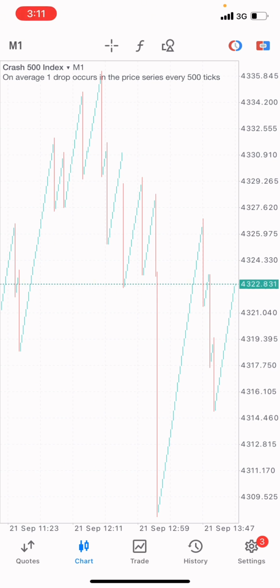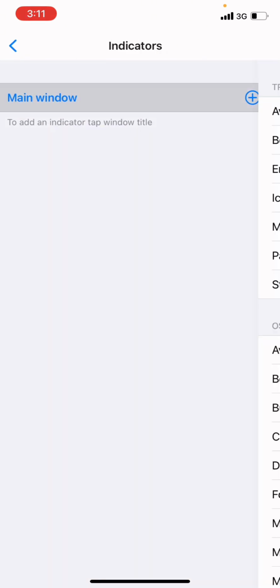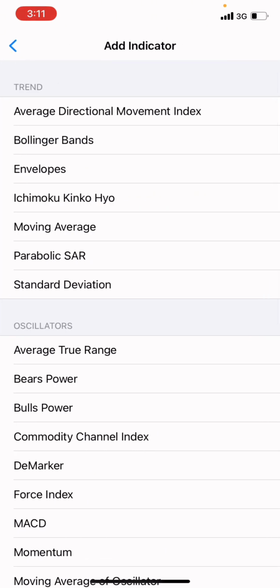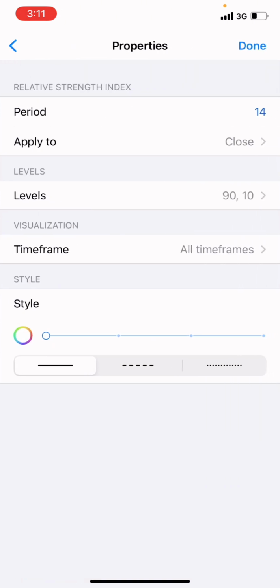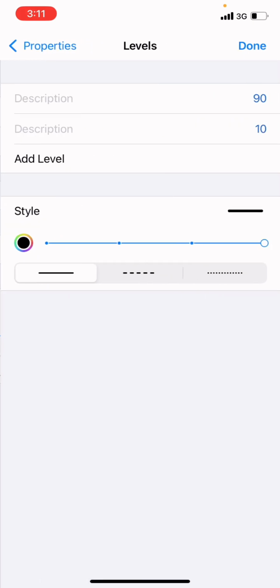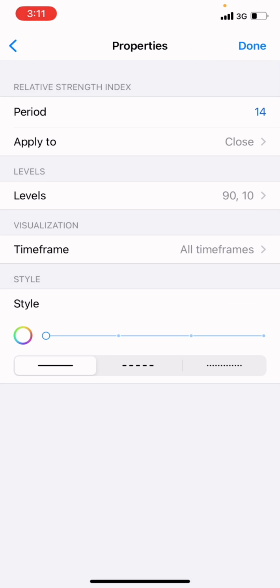Now, with this strategy, we're going to be using three indicators, which are the Relative Strength Index, the Money Flow Index, and the Bulls Power indicator. Now we're going to put on the first indicator, which is the RSI. I'm going to put that on indicator window 1. We'll set the period to 14, apply to close, put levels at 90 and 10, style on 4 pixels with the color black. Then for the style right here, you put the color white and 1 pixel.